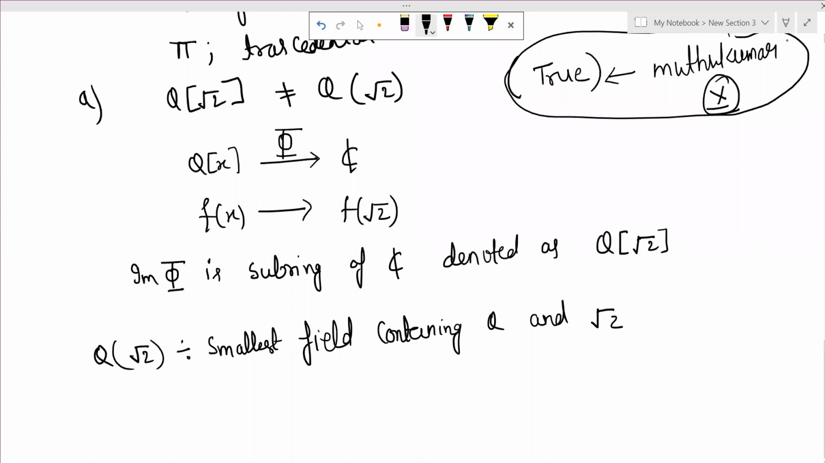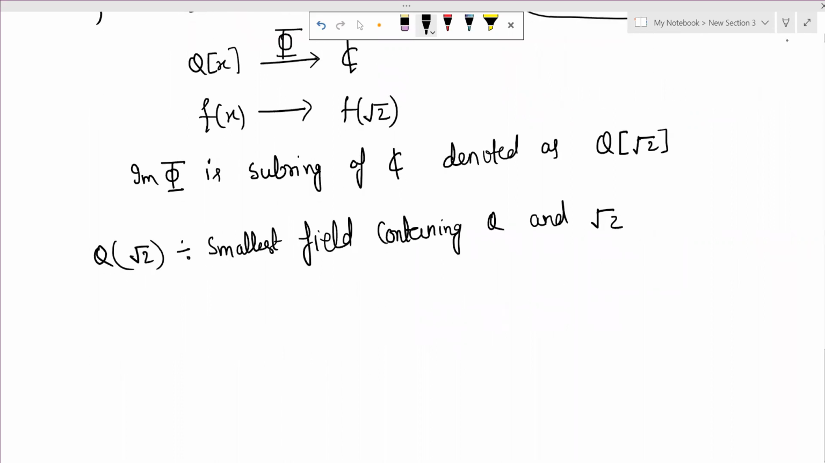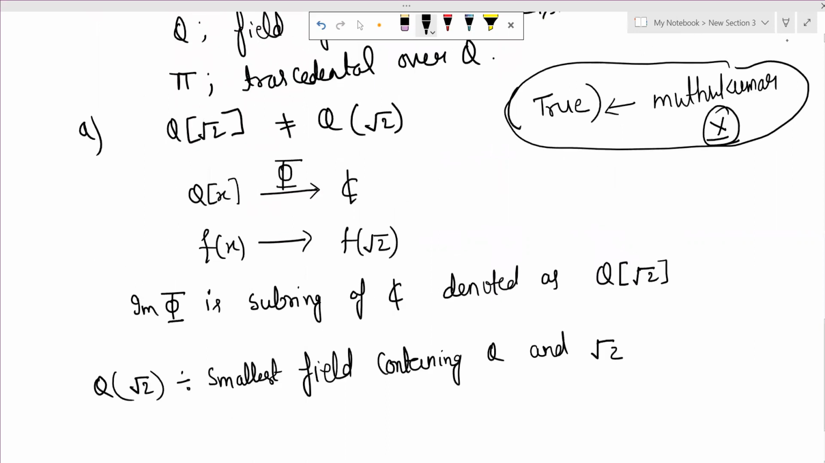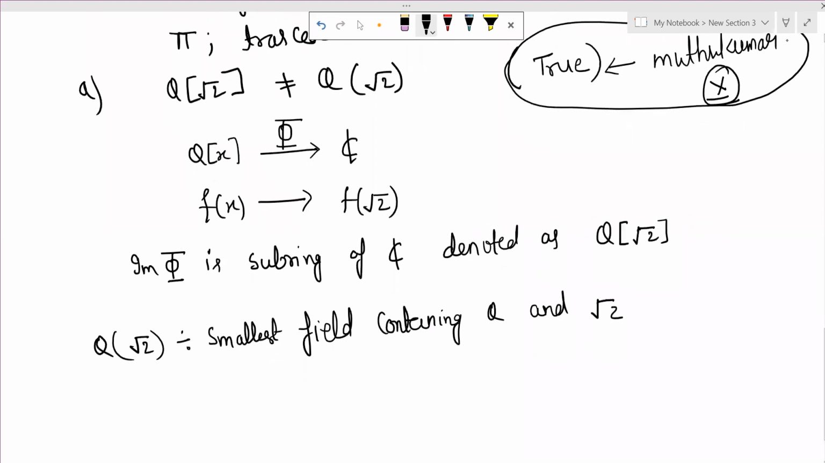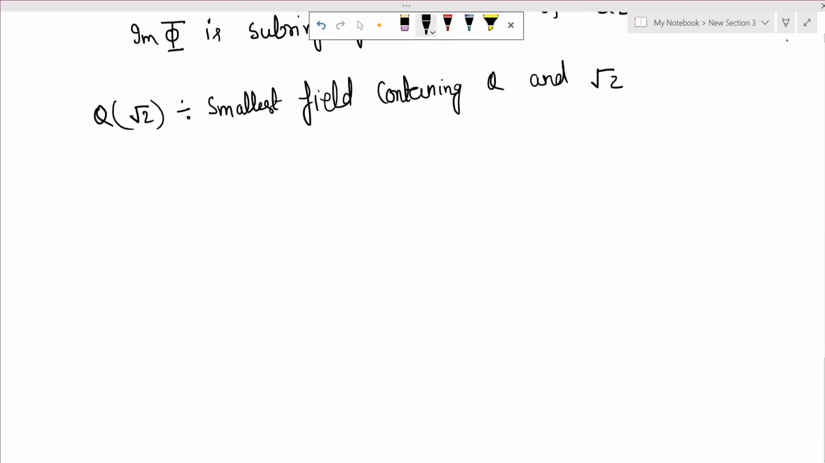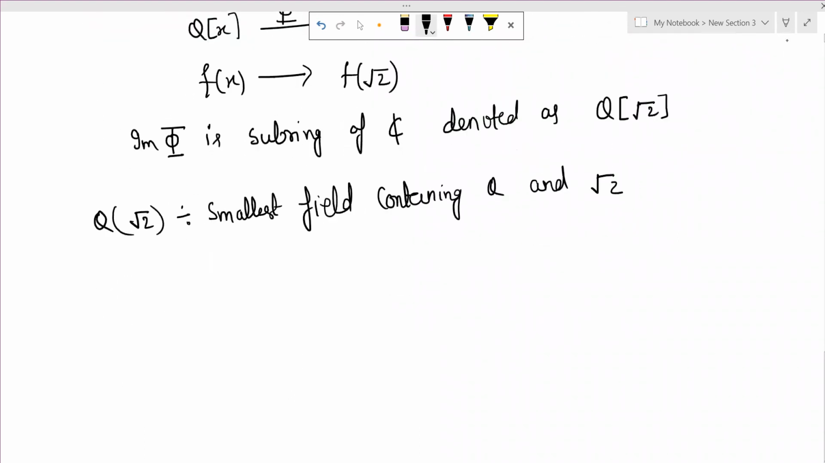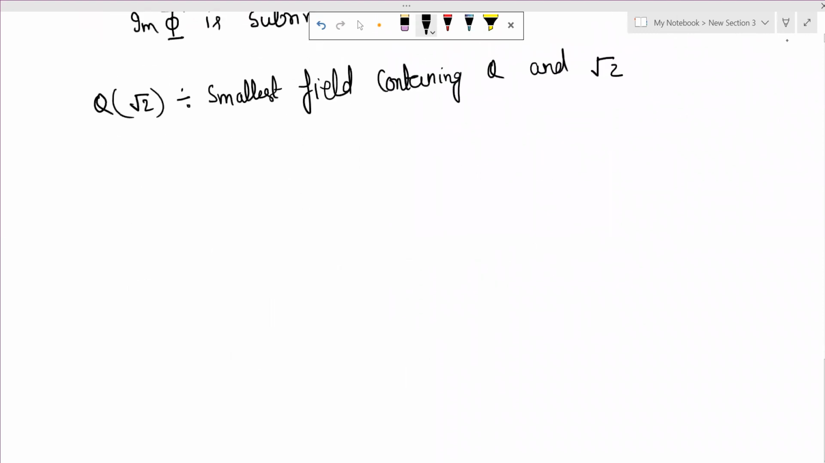If you can prove this Q square bracket root 2 is a field, then it is the smallest field, because Q round bracket root 2 is obviously the smallest field. So that field is contained in Q(root 2) always. But this field is smaller in that case, so both should be the same, right? If you can prove somehow that the image of phi is a field itself. So how will you prove this? Are you getting some idea?